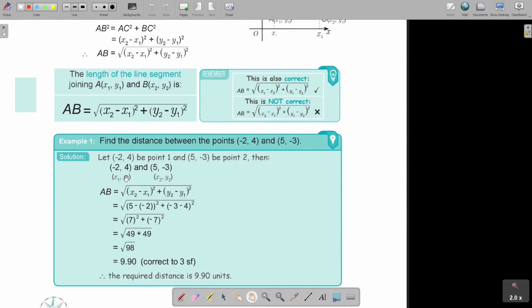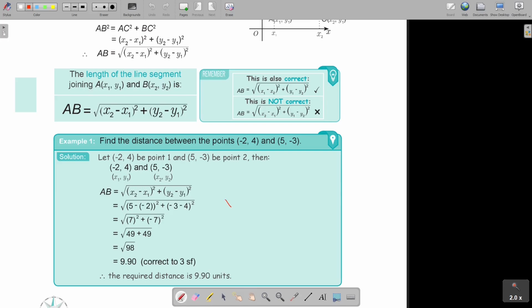And there is just an example. I like marking my points. So this is for me point 1, so I mark it x1, y1. This is point 2, x2, y2. Doesn't matter. And then the substitution is just easy. I square and I find the square root. Can I just show you what they want now?